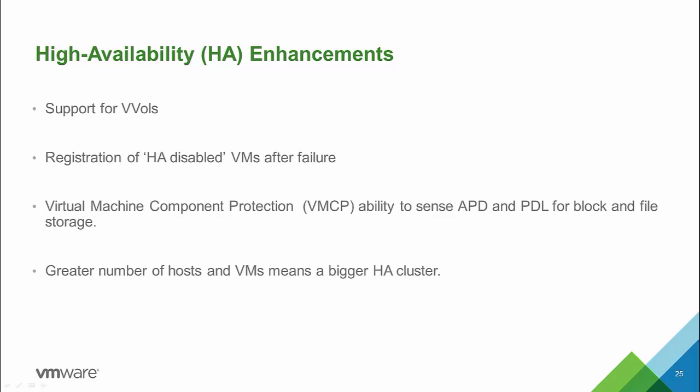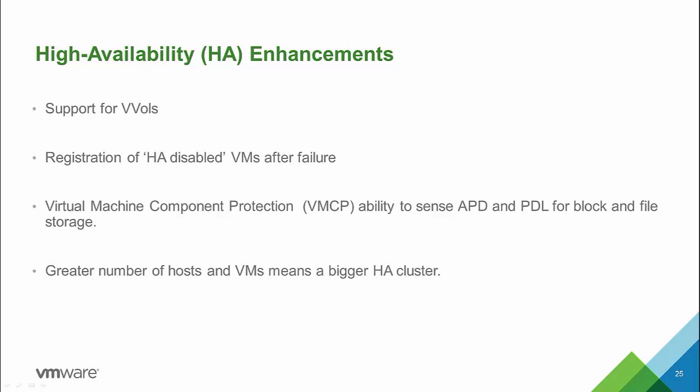Another big change that is introduced for high availability in vSphere 6 is the Virtual Machine Component Protection, or VMCP. VMCP is a mechanism that allows HA to sense APD, or all paths down conditions, or PDLs, or permanent device loss conditions, for block and file storage. So to understand what this means, we probably will have to explain first what each of these mean.